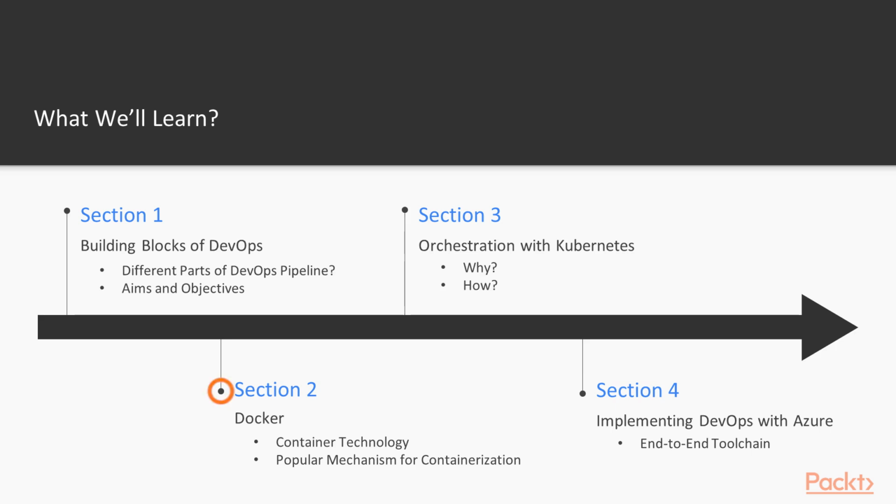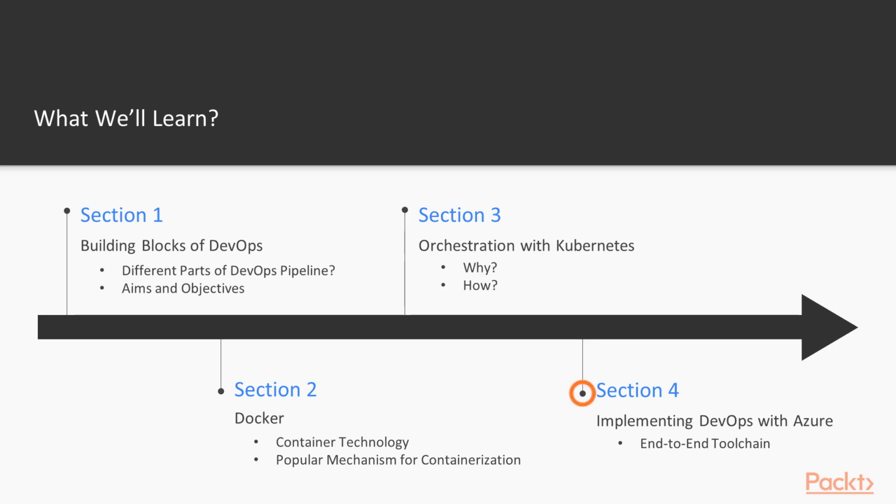In Section 2, we will look at container technology and Docker as arguably the most popular mechanism for containerization. When we have everything in containers and working well, that's only part of the story. We then need to be able to orchestrate our containers, so in Section 3, we look at why we need to do this and, of course, how we're going to do it using Kubernetes.